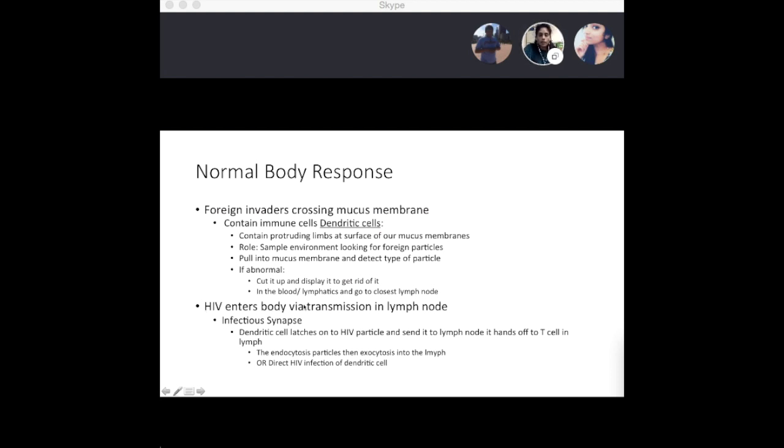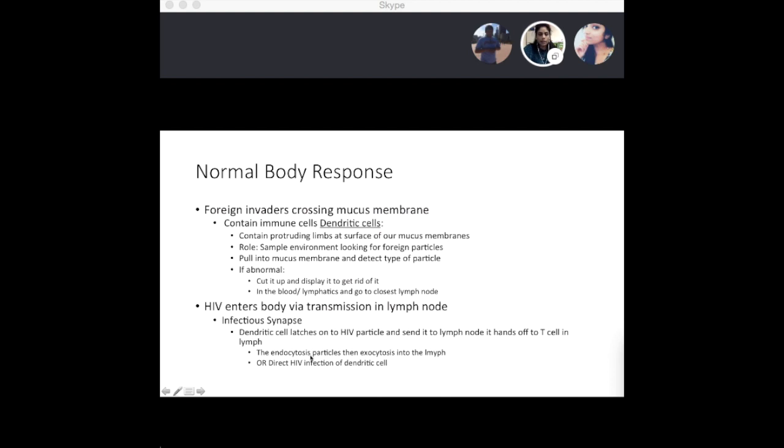So how HIV enters is via transmission in the lymph node. The dendritic cell is going to detect this particle and say, this looks abnormal. We are going to take it into the blood and transmit it to the closest lymph node. And the process is called infectious synapse. Essentially, the dendritic cell latches on to the HIV particle, sends it to the lymph node, and hands it off to the T cell in the lymph node.